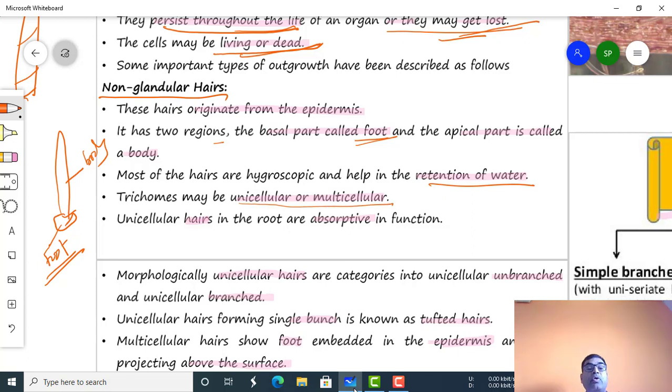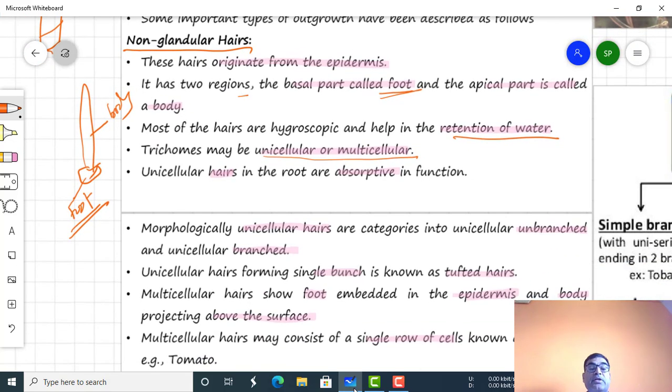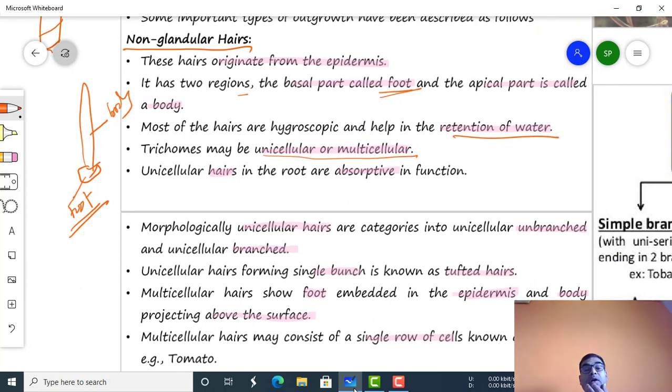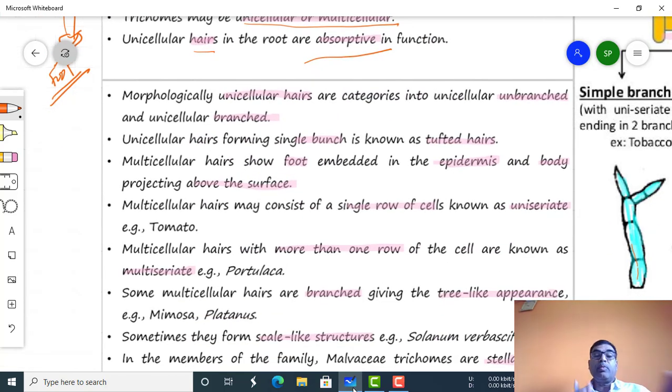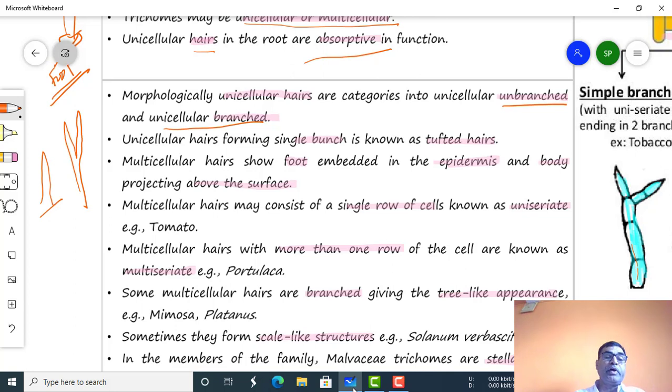It may be unicellular or multicellular. So the hairs may be made up of a single cell or a number of cells. Unicellular hairs of the root are absorptive in function. They absorb water and minerals. Morphologically, unicellular hairs are categorized into unbranched and branched. This is the unbranched hair, while this one is a branched hair. Unicellular hairs present in a single bunch are called tufted hair.